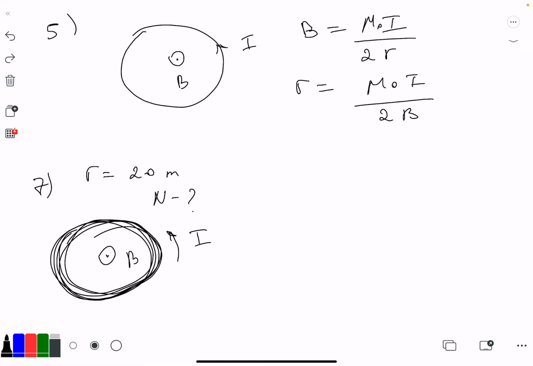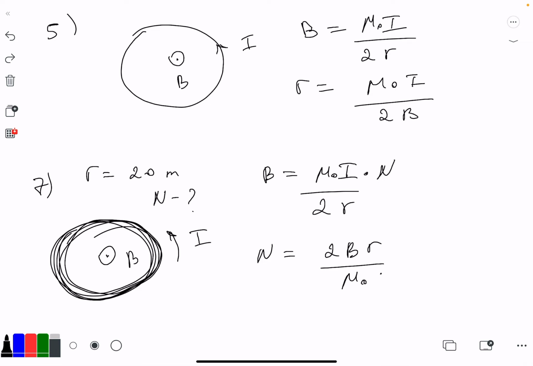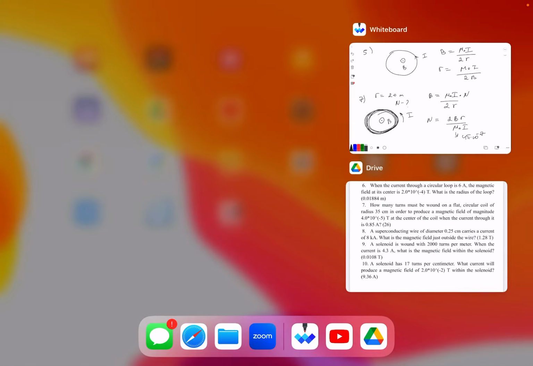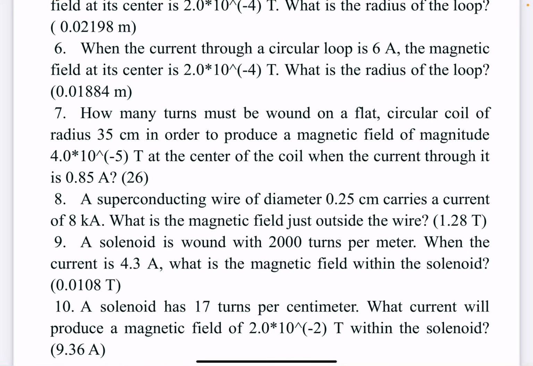So again, use the previous formula where B is equal to mu naught current divided by 2R. The only thing changing here is that the number of turns has to be multiplied here. So that's it. Then number of turns will be equal to 2BR divided by mu naught current. So again, mu naught is 4 pi times 10 to the power of minus 7. Okay, what is next? 7 is finished.